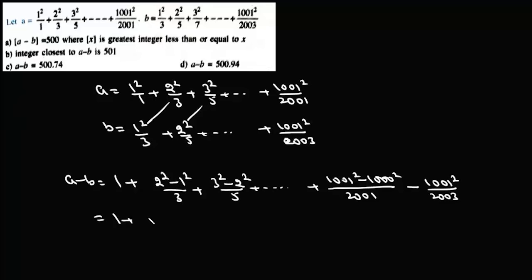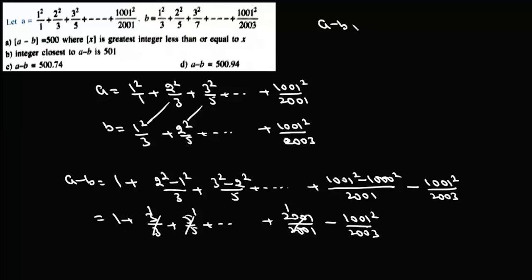Now this is a square minus b square, which is A plus B into A minus B. So there will be 3 upon 3, this is 5 upon 5, and here it is 2001 upon 2001, minus 1001 square upon 2003. So each of these terms is equal to 1. So this is 1 plus 1 plus 1, 1001 times. So we can write A minus B as 1001 minus 1001 square upon 2003.